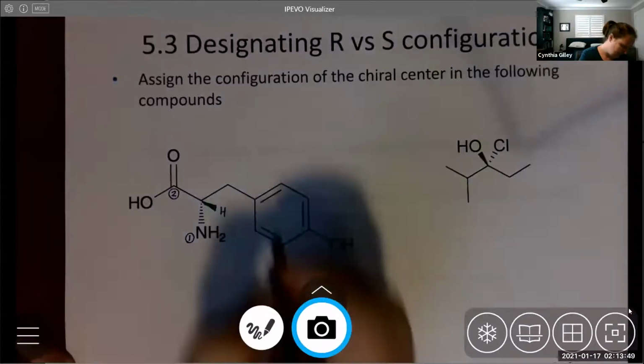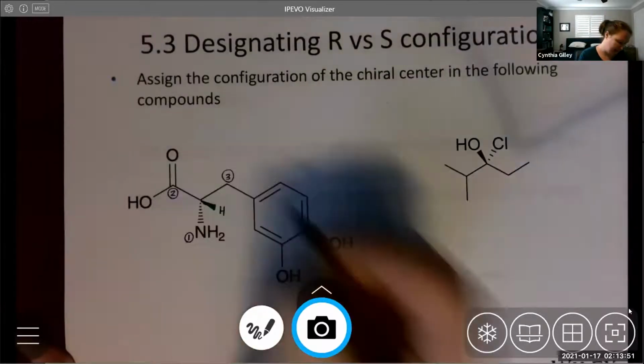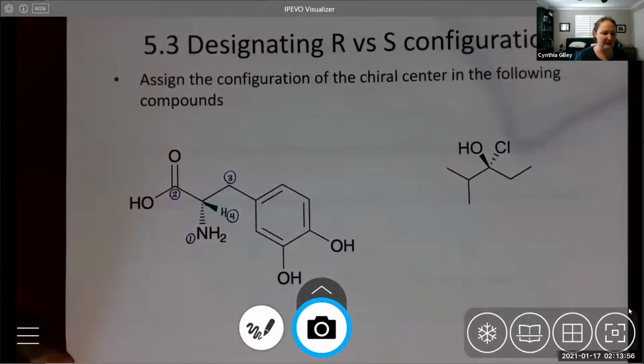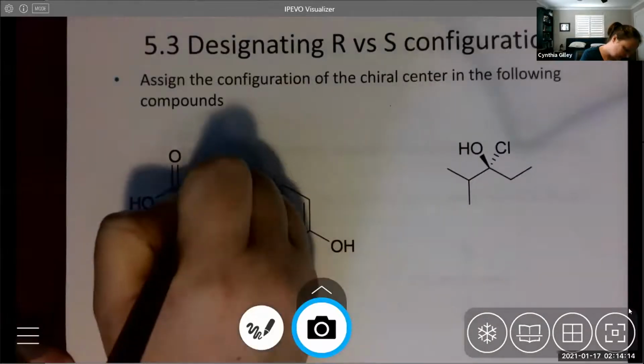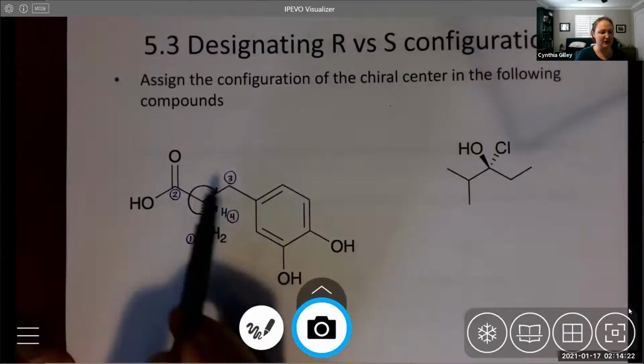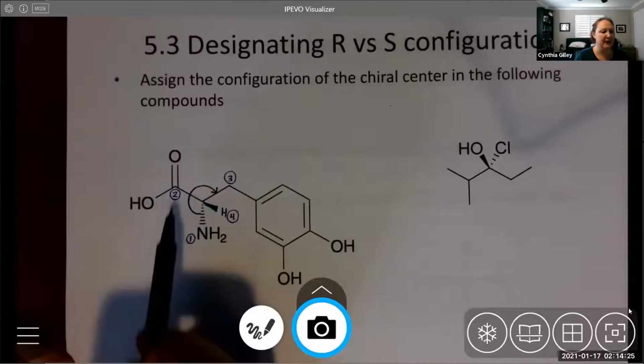The other carbon would be priority number 3, and then the hydrogen is priority number 4 with the lowest atomic number. So we've prioritized the groups as 1, 2, 3, and 4. And then we need to draw a line or a sort of circular arrow to go between 1 and 2 and 3, ignoring 4. So just starting on 1, and move to 2, and move to 3, and we draw a little arrow here. This is not, by the way, signifying the movement of electrons. This is just trying to figure out if it's R or S.